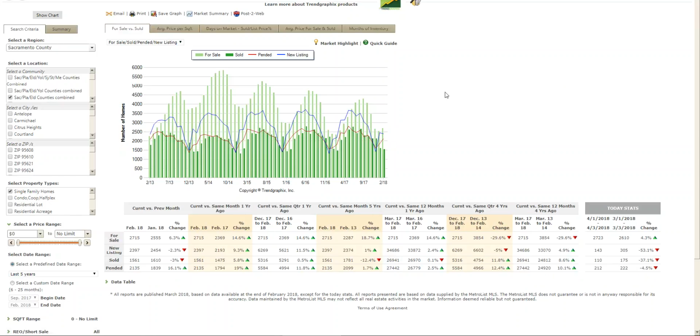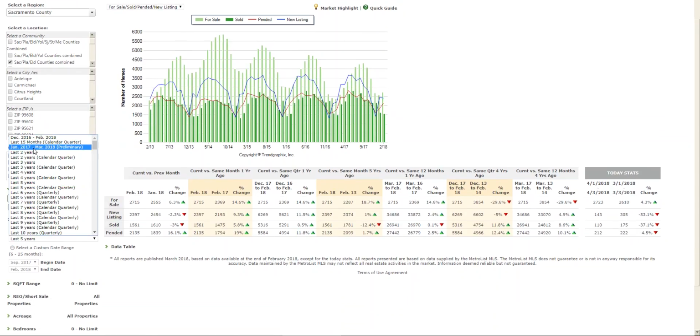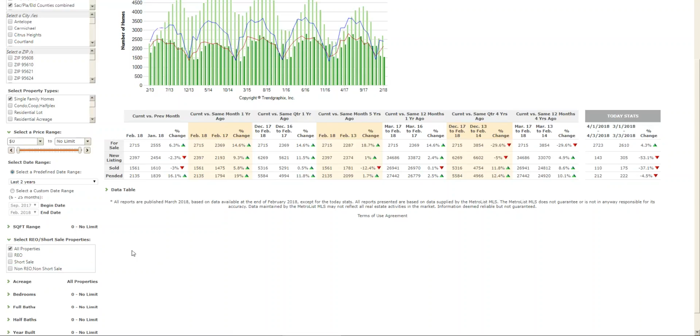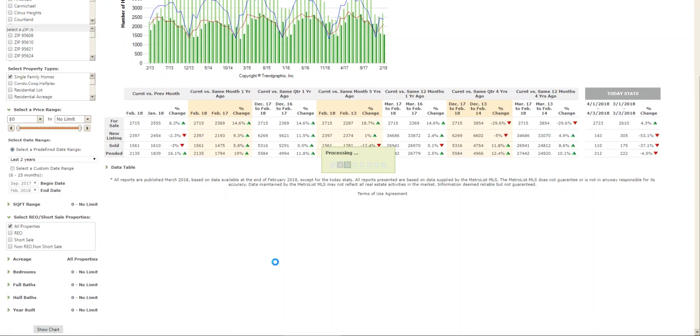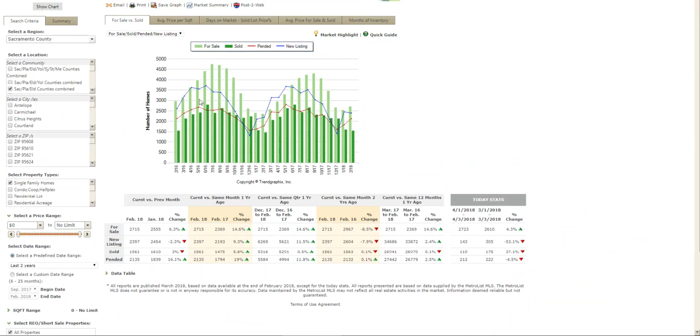So from a very high level overview, you can even get down to 1 year if you choose to, or even 2 years, and see what that looks like. You can see there's not too many short sales or REOs now, so we don't need to worry about that. But even if you just look at a 2-year time frame and really compare it one by one, year by year, you're going to see the same pattern, right?